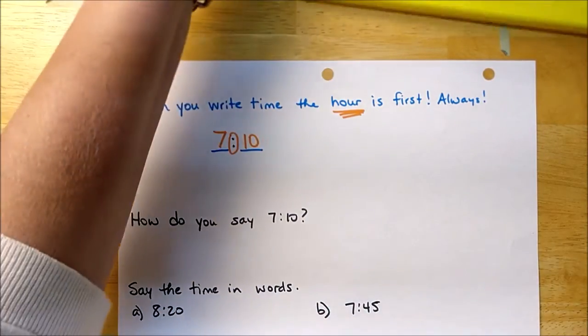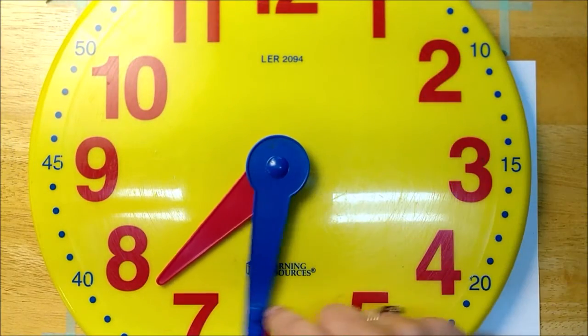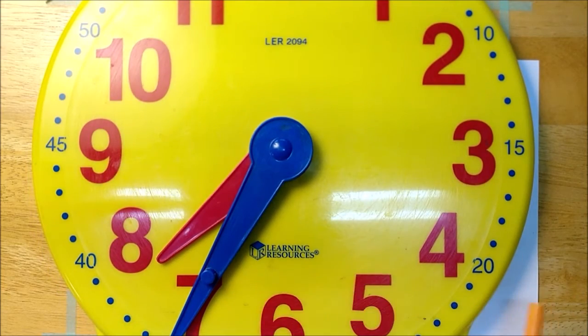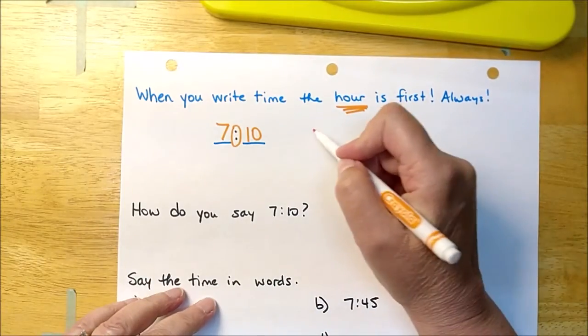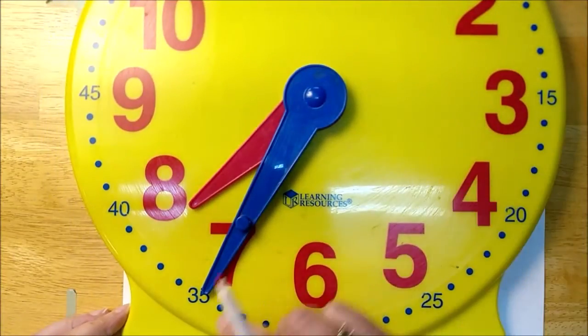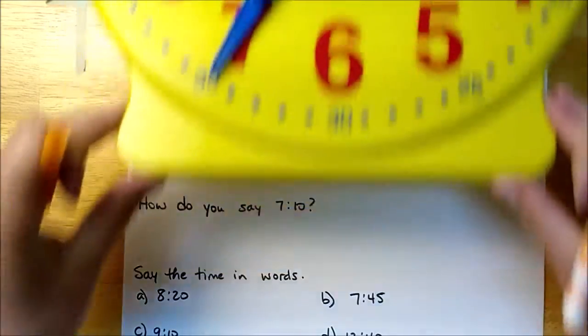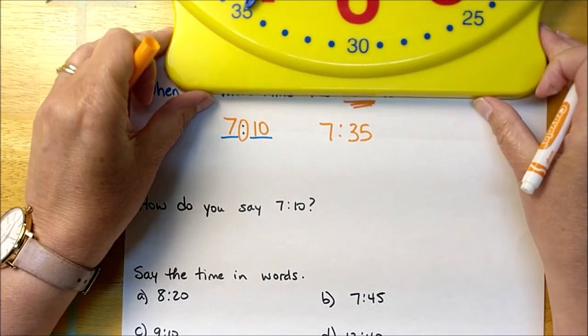So what time would you say this clock time would be? It's still at the 7th hour, so we're going to say it's 7, and how many minutes? 5, 10, 15, 20, 25, 30, 35 minutes. Still 35 minutes, so that would be 7:35.